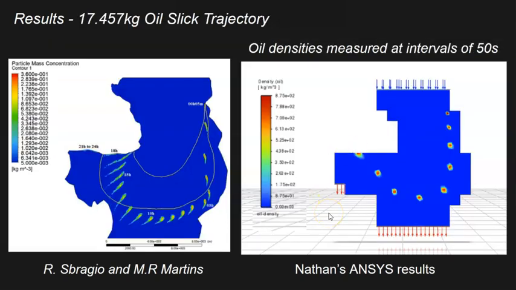This is my oil slick results. My trajectory was measured at intervals of 50 seconds. So we can see this blob moving here, and then it comes up and beaches on the coast of the domain over here on the left side.